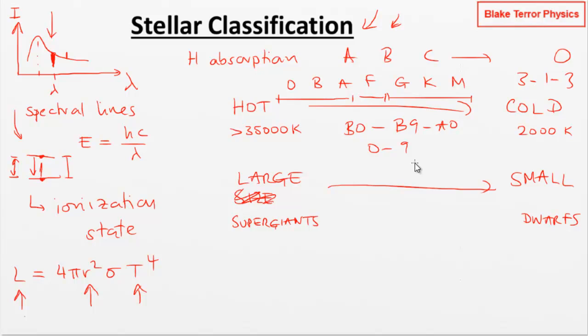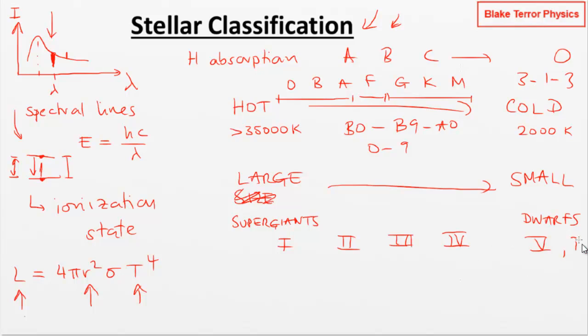Then inside the size bit, we're going for supergiants down to dwarfs. We're using a Roman numeral, which is going 1, 2, 3, 4, 5. Now, again, it does go down. Sometimes you'll see 6s and 7s.